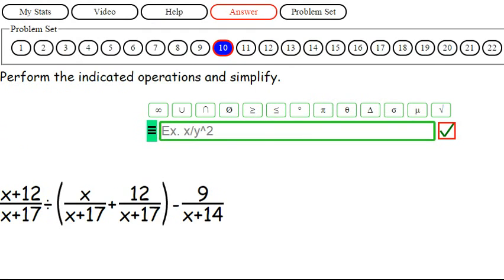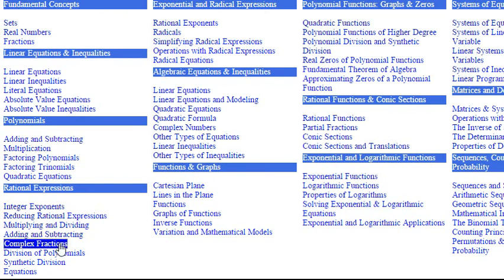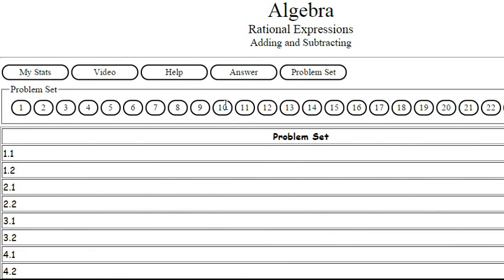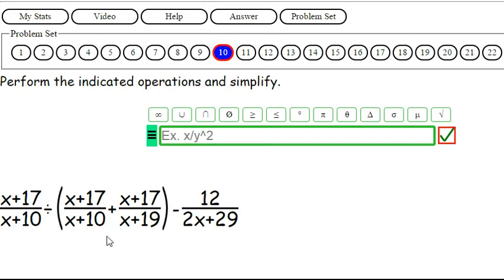That was 10.1. God knows what 10.2 looks like. I don't know. We'll find out here in just a minute. So we're over here, GoToMath.com. Click on the algebra. Let's go down to adding and subtracting, and we got one more problem left in this section. Wouldn't you know it? It is a mess.